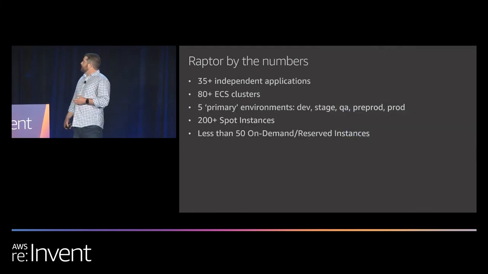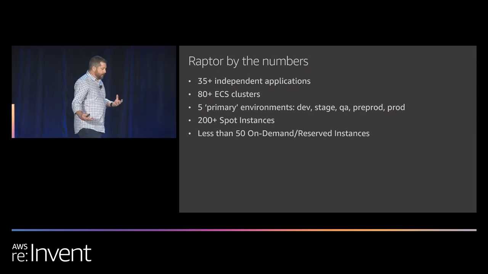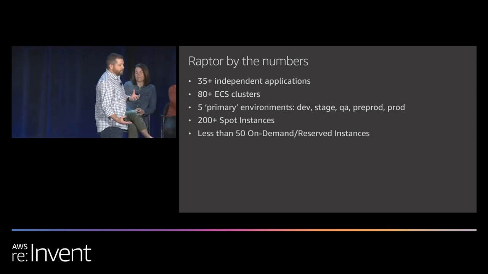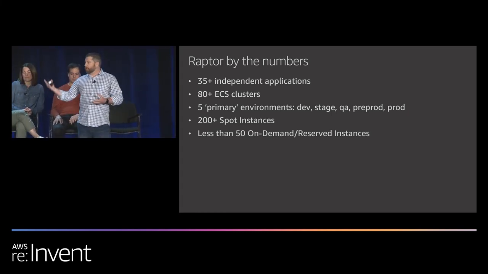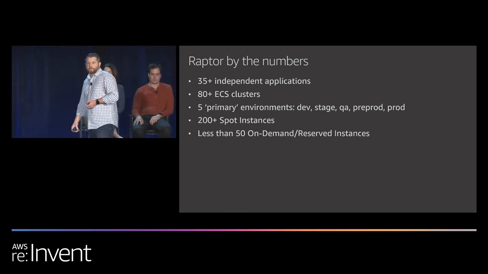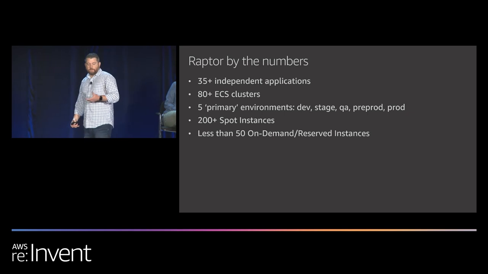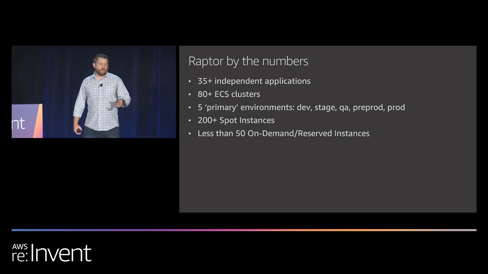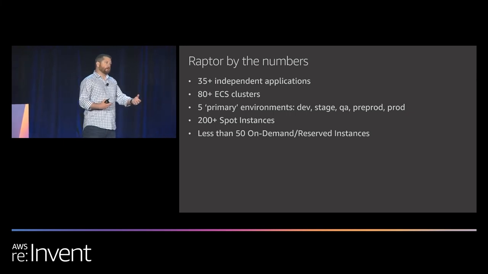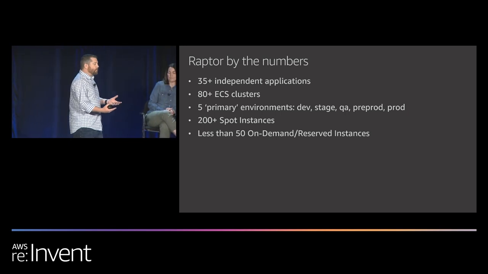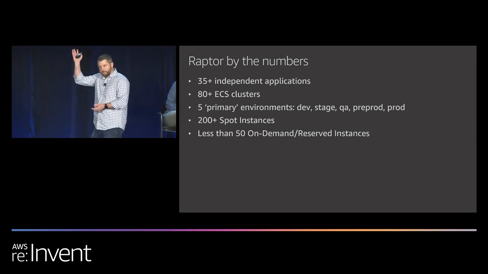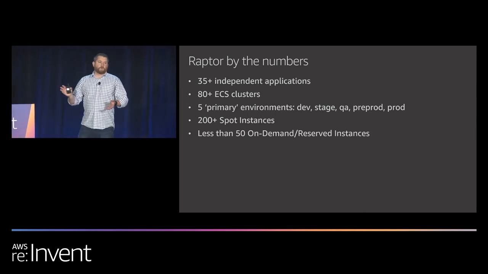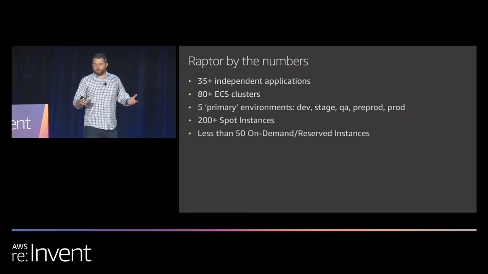And lastly, what this structured pipeline has allowed us to do is really support a large-scale infrastructure in terms of the number of applications we support. We have over 35 independent applications across 80-plus clusters and five primary environments: dev, stage, QA, pre-prod, and prod. However, with the pipeline itself, a developer or engineer can define their own environment if they want. We could have a Bob environment, we could have a Joe environment. The options are endless. They spin up and spin down, all without anyone going into the AWS console. It's all within the code.